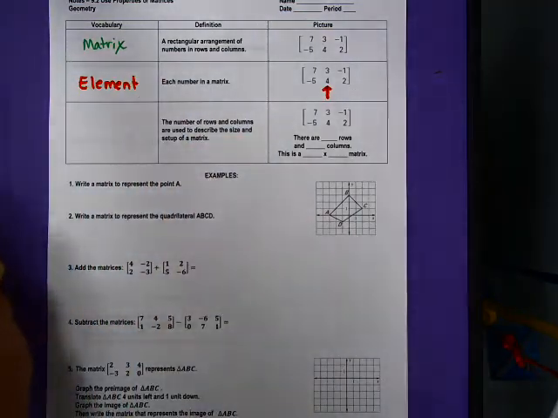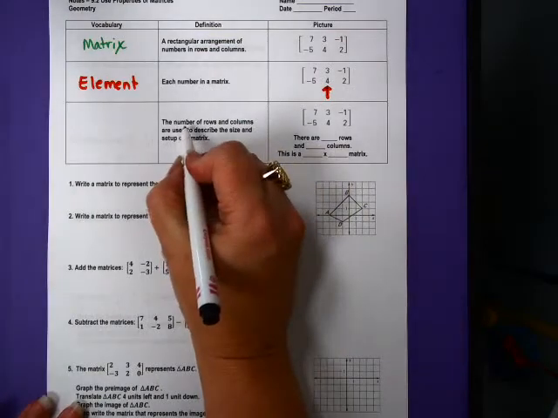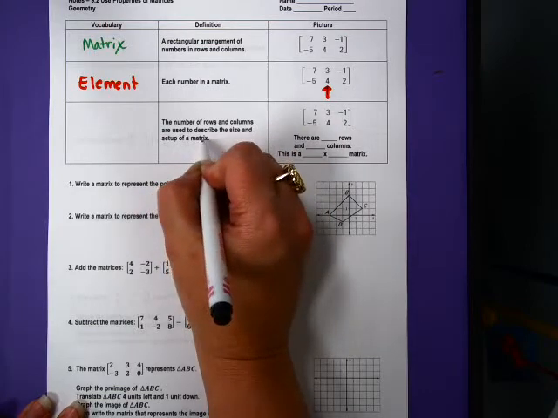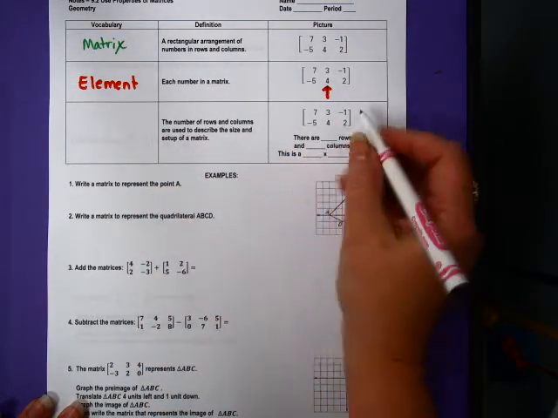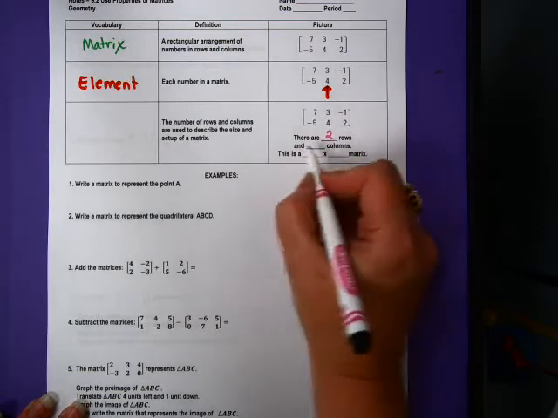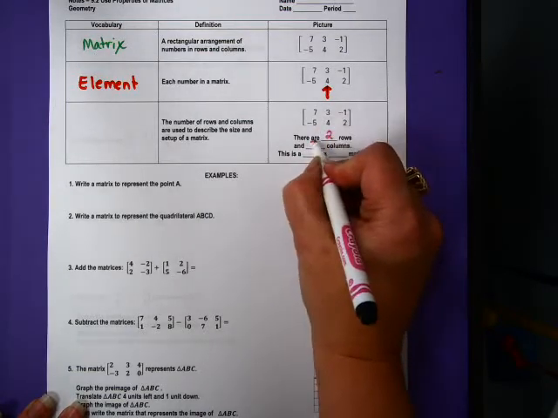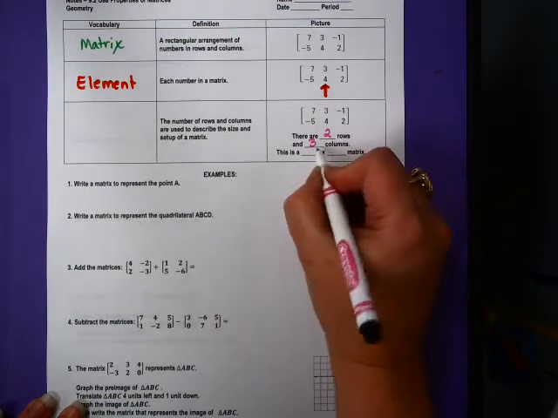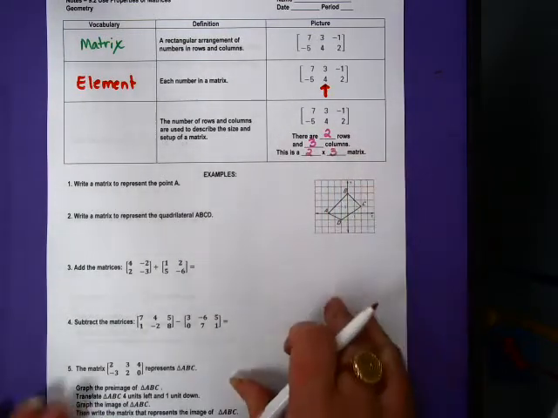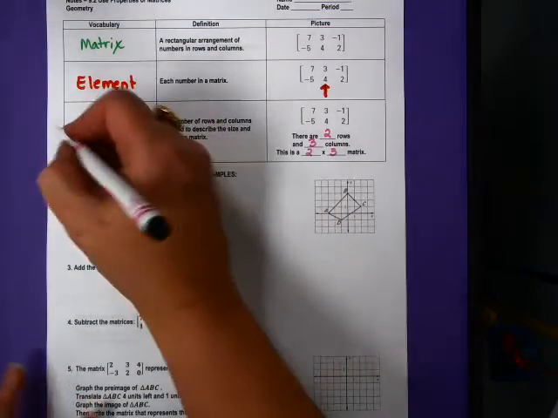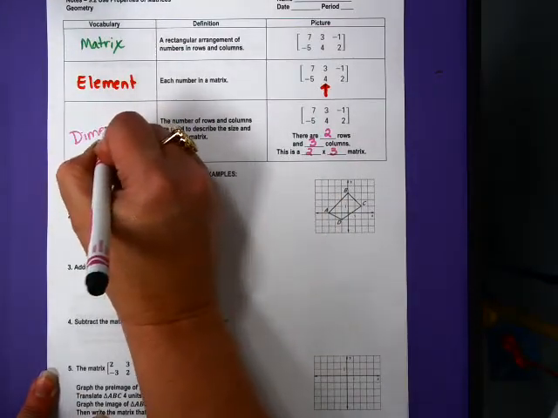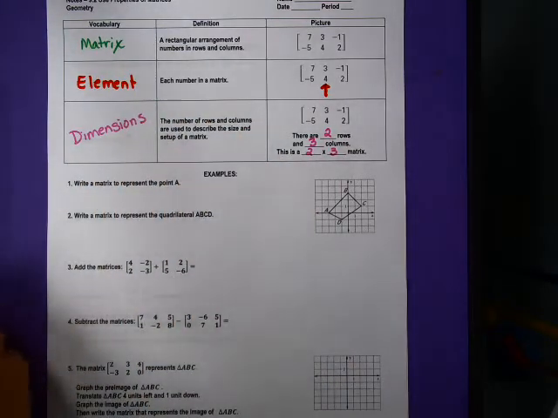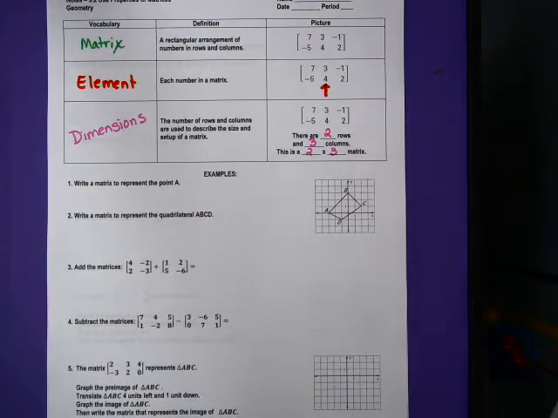All right, now the number of rows and columns are used to describe the size and setup of a matrix. So here, there happen to be 2 rows, and there happen to be 3 columns. So when we name a matrix, this is considered to be a 2 by 3 matrix. And we call these the dimensions of the matrix.